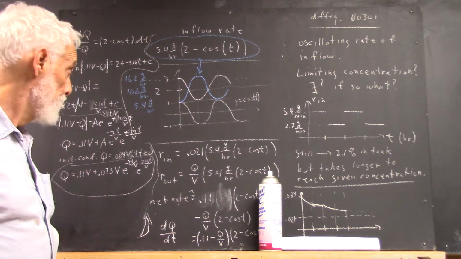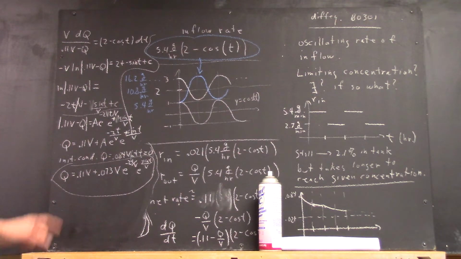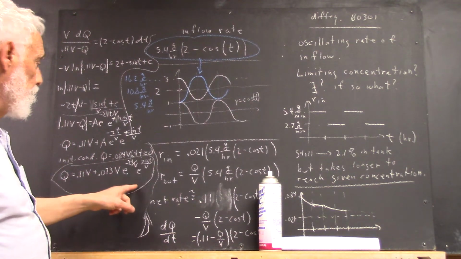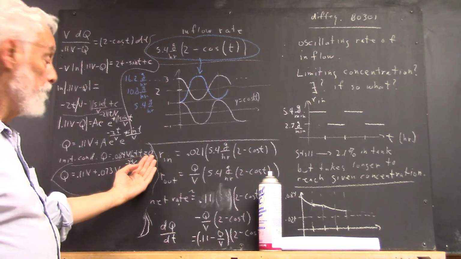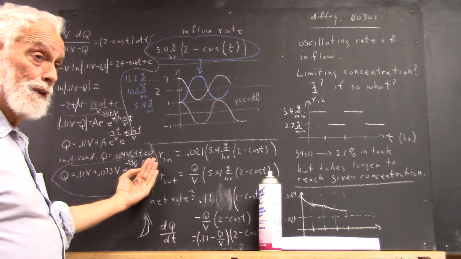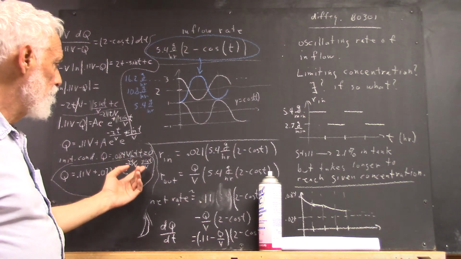Okay? Now, we know what happens here. This is just an exponentially decreasing quantity, right? If we ignore this, what does e to the sine t over V do?